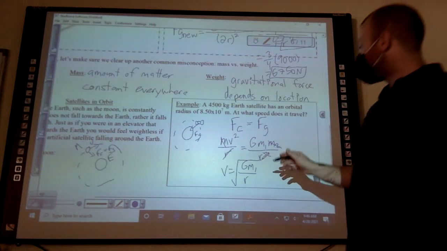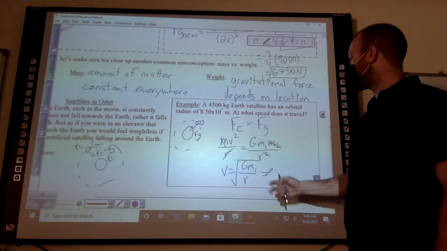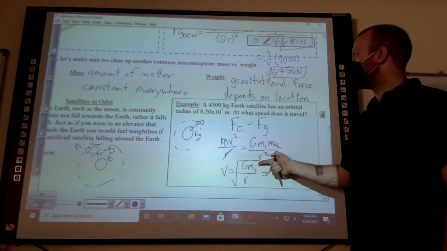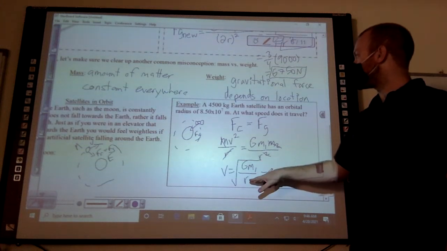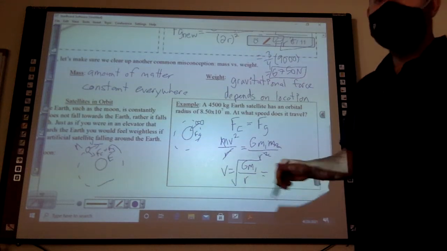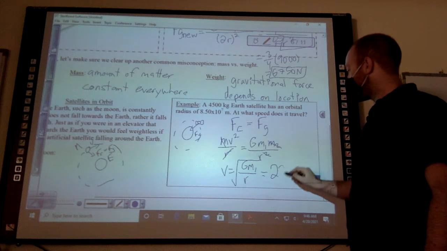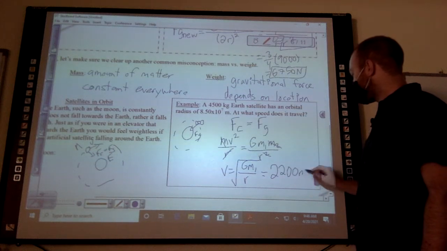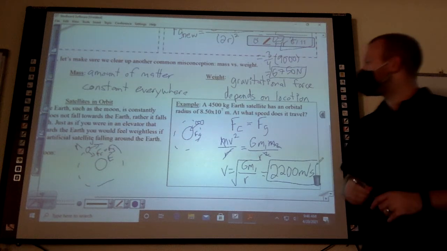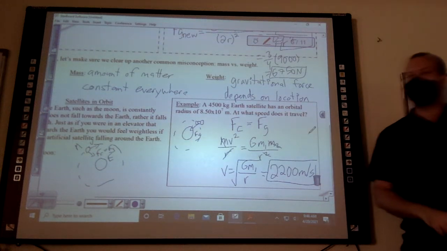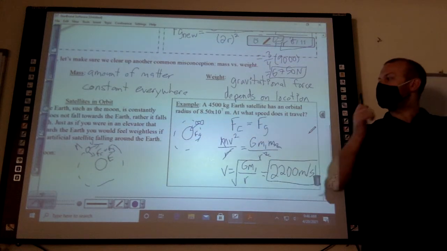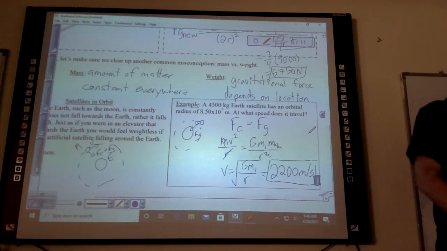So I can plug in the numbers. We know the mass of the Earth. Well, you should know the mass of the Earth. It should be on the formula sheet. We have the orbital radius, 6.6. So this is the speed at which something needs to be orbiting around the Earth at this specific radius in order to maintain that orbit.